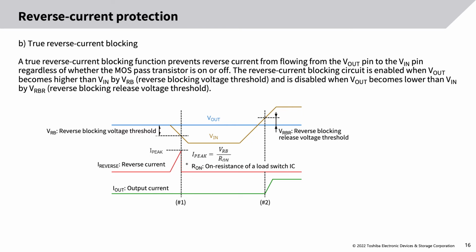B. True reverse current blocking. A true reverse current blocking function prevents reverse current from flowing from the Vout pin to the VIN pin regardless of whether the MOS pass transistor is on or off. The reverse current blocking circuit is enabled when Vout becomes higher than VIN by VRB, reverse blocking voltage threshold, and is disabled when Vout becomes lower than VIN by VRBR, reverse blocking release voltage threshold.